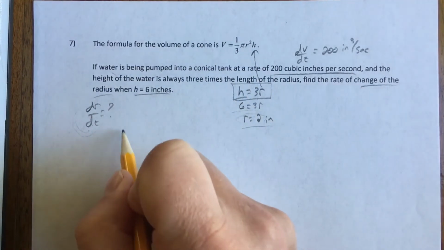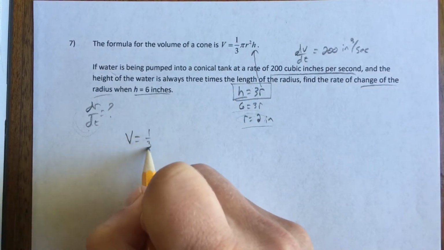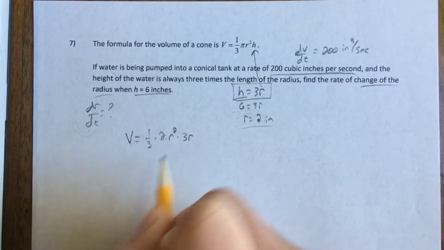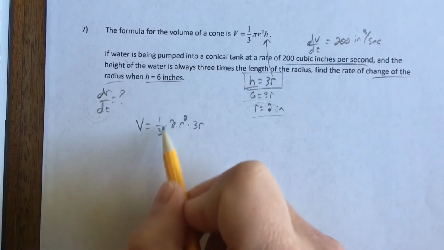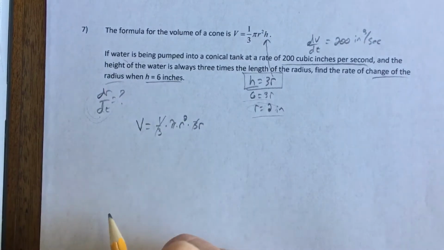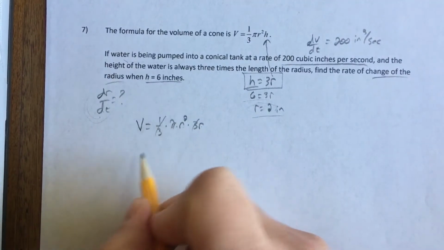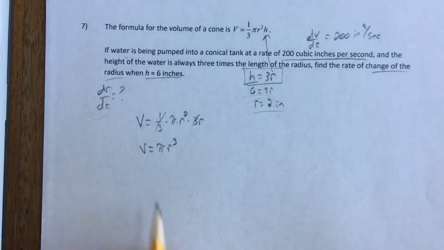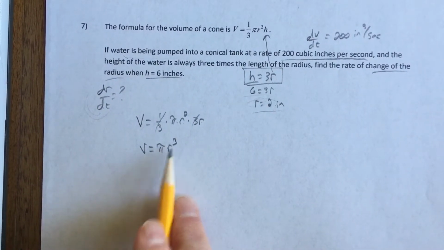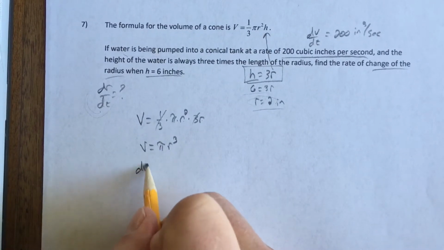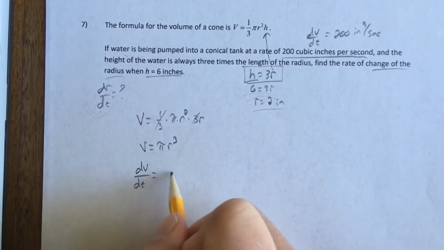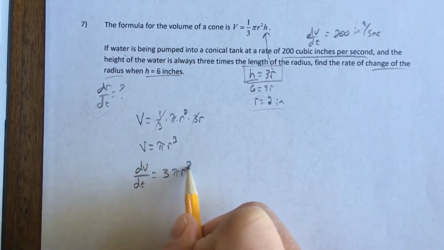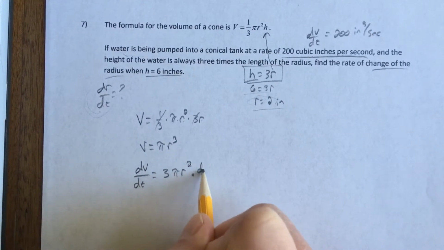And so we get an equation, volume equals 1/3 times pi times radius squared times 3r. And what's nice about this is the 3 and the 1/3 will cancel, and r squared times r becomes r cubed. So for this particular cone, its volume is pi times the radius cubed. And now when you take the derivative of that, you get 3 pi r squared, bring the 3 down, drop it down to a 2, times dr/dt.